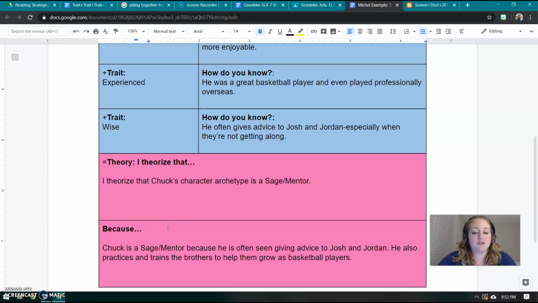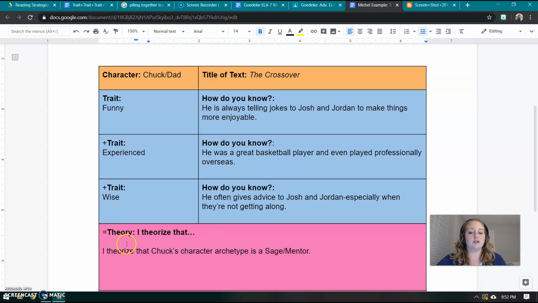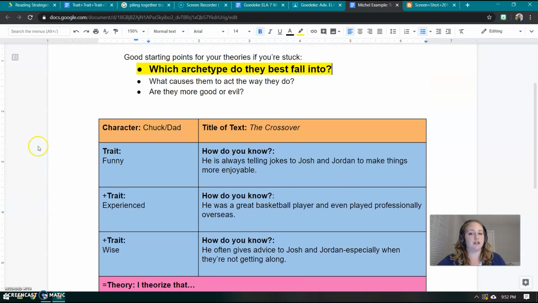Chuck is a sage mentor because he's often giving advice to Josh or Jordan. He practices and trains with the brothers. He's helping them grow. He guides them along through the story. Okay, so this is an example of a solid theory that I built off of multiple traits.